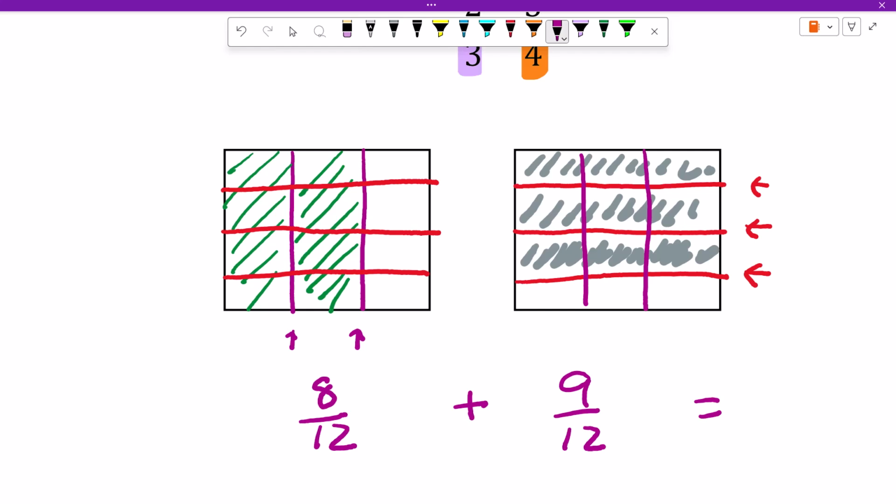All right. So now that the denominators are the same, we can do our adding. So we go 8 plus 9 gives us 17. And what do we have for the denominator? 12. And that's it.